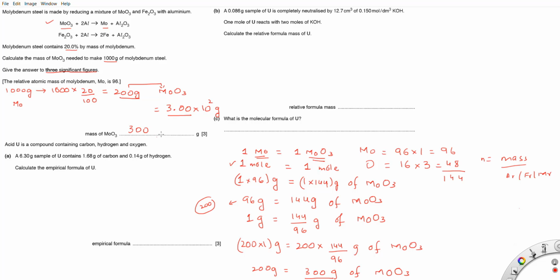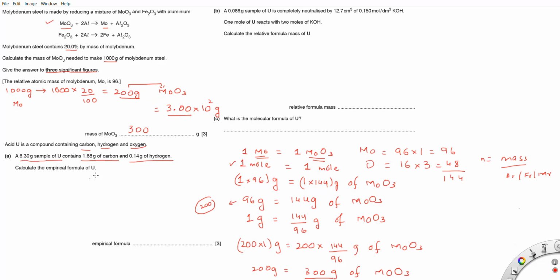Then the other part of the question is related to empirical formula and molecular formula. So this question basically covers the entire aspect of empirical and molecular formula. We can proceed with a 6.30 gram sample of compound U. It contains 1.68 grams of carbon and 0.14 grams of hydrogen. Furthermore, it says my compound U contains, besides carbon and hydrogen, oxygen too.